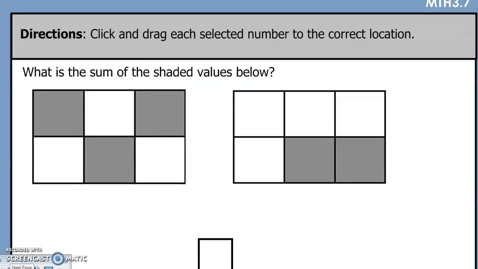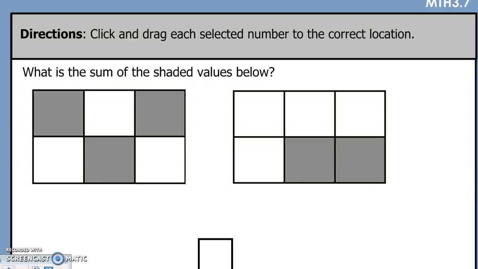So in this unit, we're not going to just talk about identifying fractions, but we're also going to talk about adding and subtracting fractions. So think about for a minute, what does the word sum mean? Okay, hopefully you're saying that sum means to add. Okay, so what is the sum of the shaded values below?